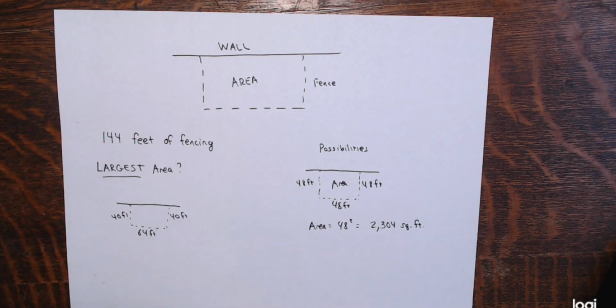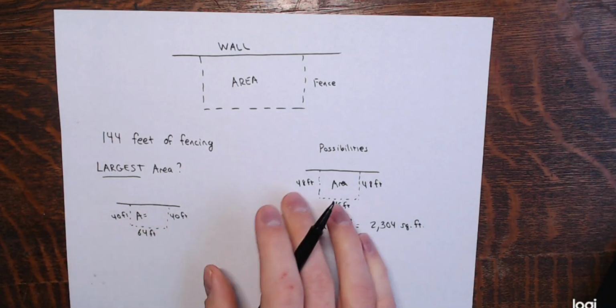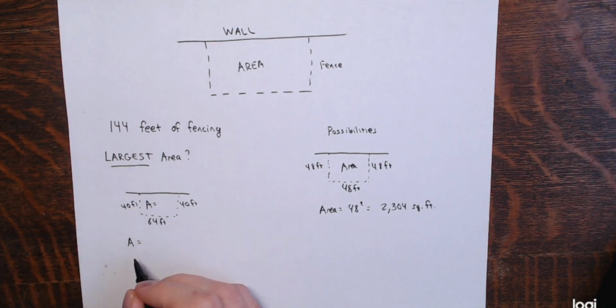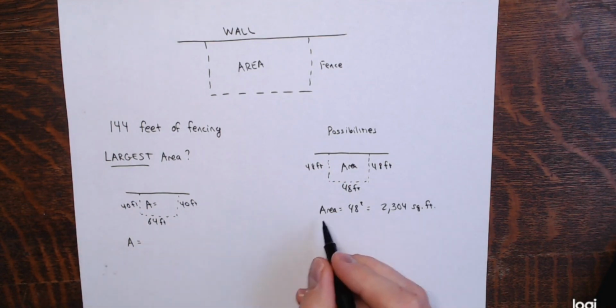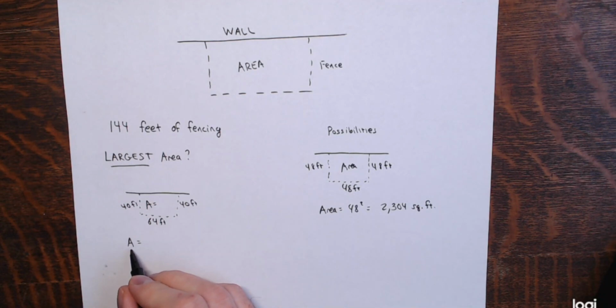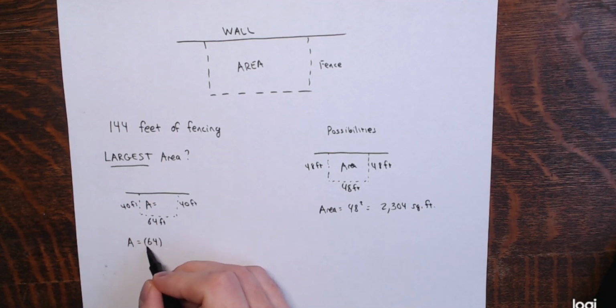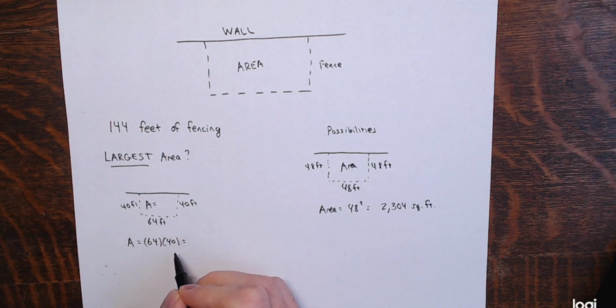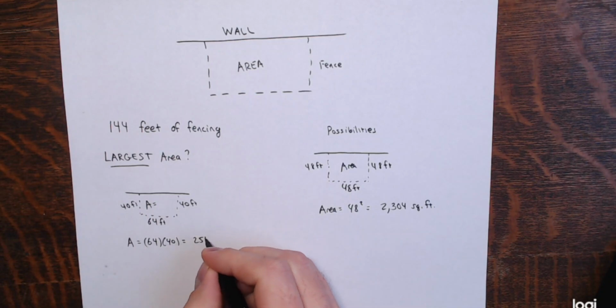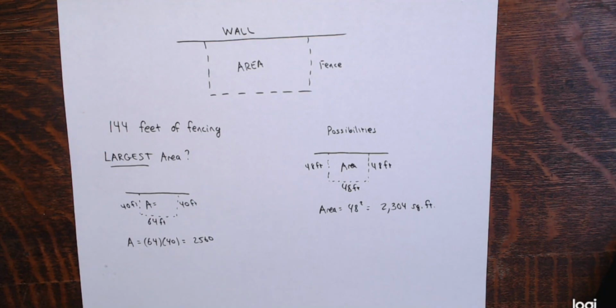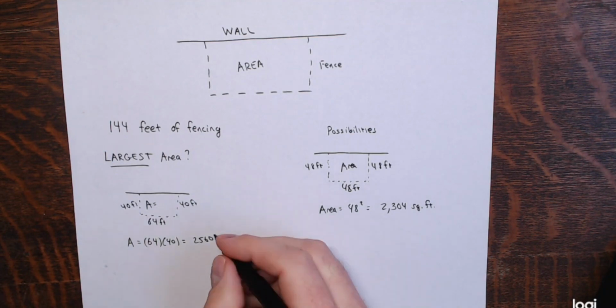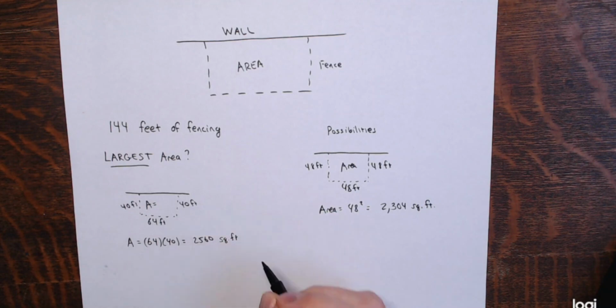Right. So I could do that. I could make it a 40. You know, that's 80 and 64. That's 144 feet of fencing. What's the area here? Well, the area here, I'll just use A for area. All right, capital A for area from now on. Would be 64 times 40, and that's 240 plus 16, 2,560. And let me just double check that with my calculator off to the side. Yeah, 2,560 square feet, which is more.